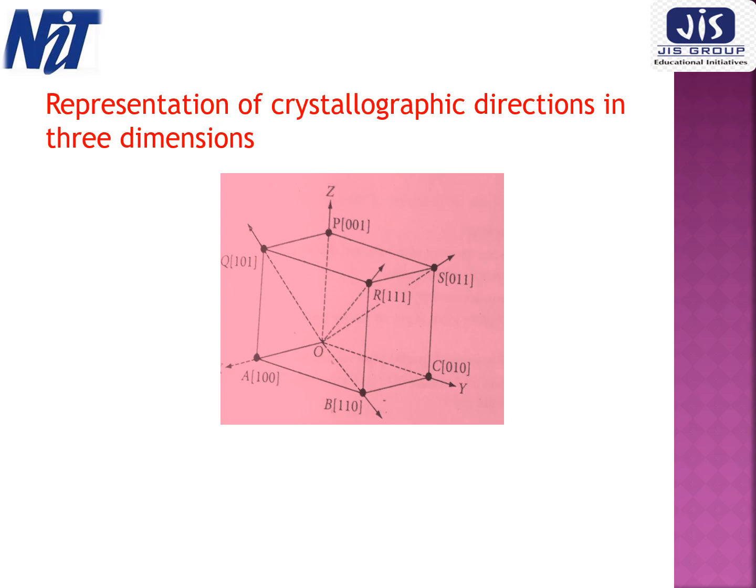Point A is 100, direction is [100]. Point B is 110 and direction is [110]. So like that we can represent the directions of any two-dimensional or three-dimensional geometrical objects using the crystallographic direction. So crystallographic directions are very important in the case of solid state physics. Without them we cannot proceed or we cannot denote anything.